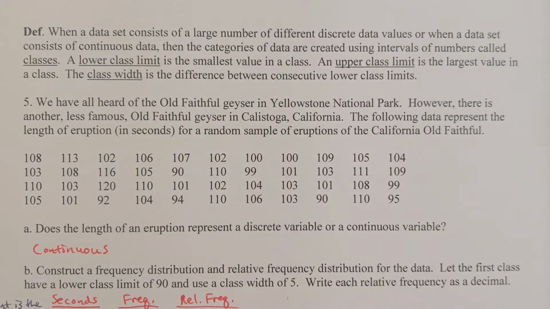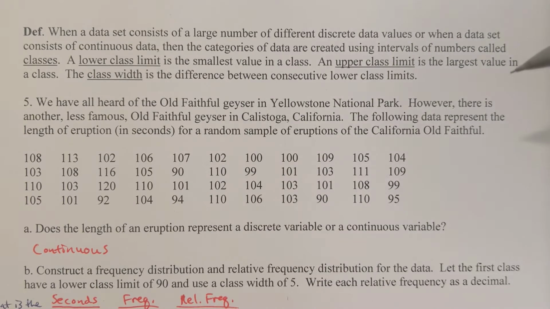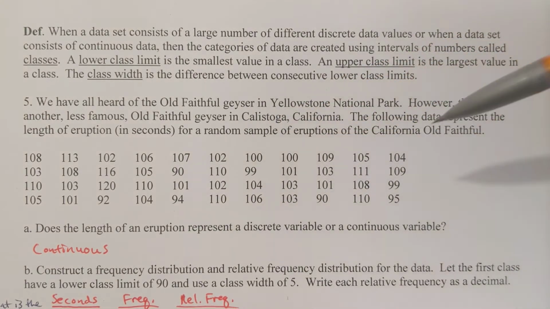Problem 5. We have all heard of the Old Faithful Geyser in Yellowstone National Park. However, there's another less famous Old Faithful Geyser in Calistoga, California. The following data represent the length of eruption, in seconds, for a random sample of eruptions of the California Old Faithful. So here's my data set.